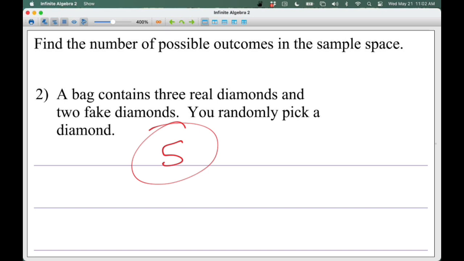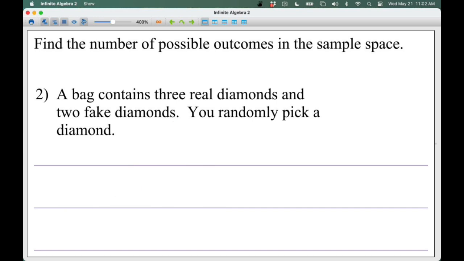Now I'm going to make a scenario for a quick minute. You don't have to write this down. What's the probability that I will reach in a bag and pull out real diamonds? How many real diamonds are there possible? 3. There are 3 of them out of 5. So my probability would be a 3 out of 5 chance of pulling it. You don't have to write that part down. I just want you to kind of see. For right now, I want you to understand how this part works.